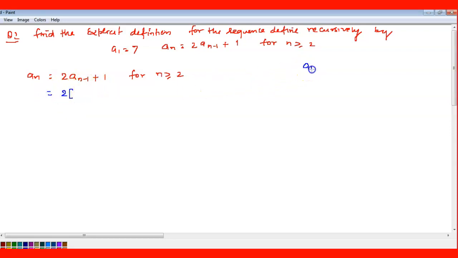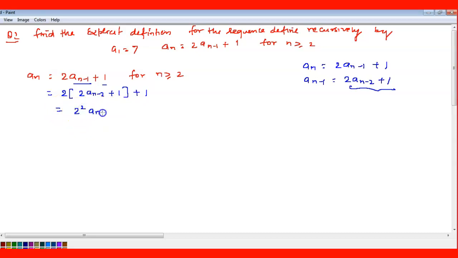So what I said, you do in the rough, an is equal to 2 into a of n minus 1 plus 1, right? n replaced with n minus 1. So what will you get? 2 into a of n minus 2 plus 1 you will get, right? This one value you substitute in the place of n minus 1. So 2, this is a of n minus 2 plus 1, and this plus 1 as it is, this part 1, right? Any doubt in this? So you will get here 2 square a of n minus 2 plus 2 plus 1.